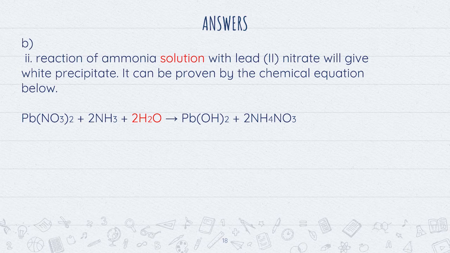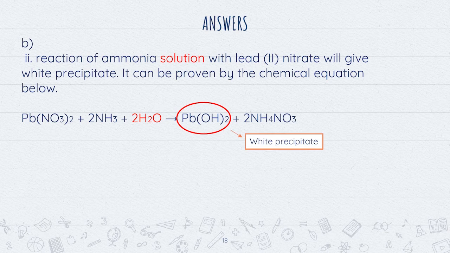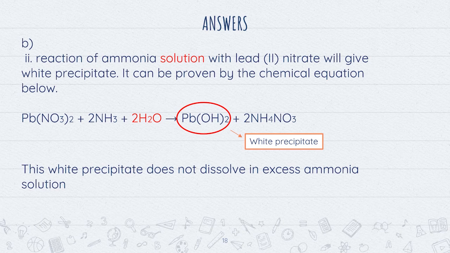Why does this reaction give a white precipitate? It can be seen from the chemical equation. Here the lead nitrate reacts with ammonia solution, so we get the lead oxide. This lead oxide is actually a white precipitate. The white precipitate does not dissolve in excess ammonia solution.